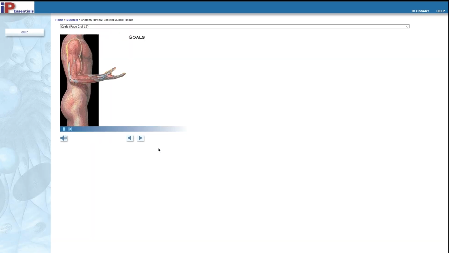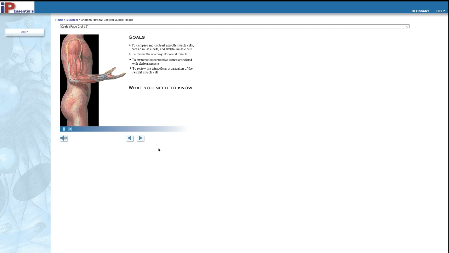Your goals for learning are to compare and contrast smooth muscle cells, cardiac muscle cells, and skeletal muscle cells; to review the anatomy of skeletal muscle; to examine the connective tissues associated with skeletal muscle; and to review the intracellular organization of the skeletal muscle cell.